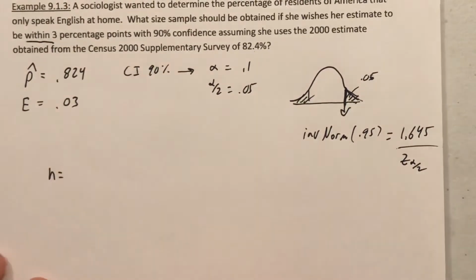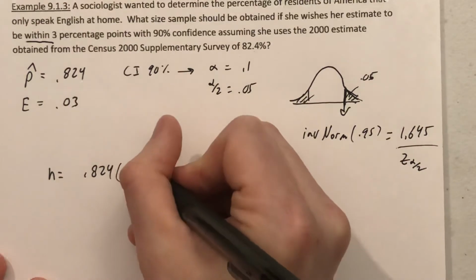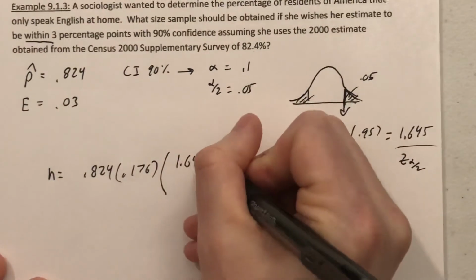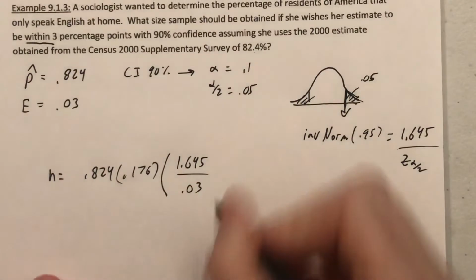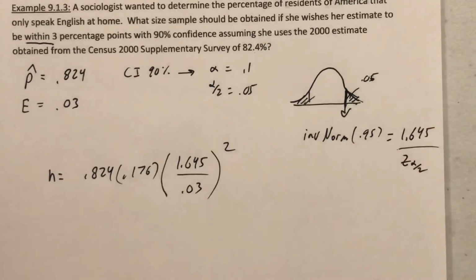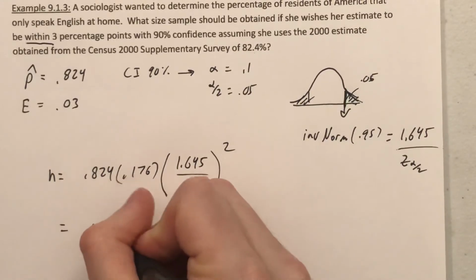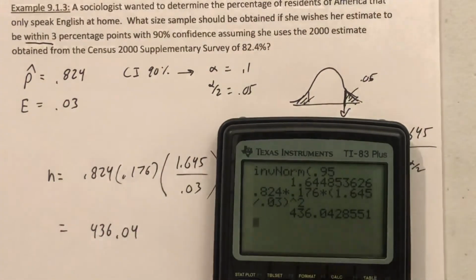And then we can just plug them all into our formula. 0.824 for my p-hat. I need 1 minus that. I need its complement, so 0.176. And then the z alpha over 2, 1.645 divided by the margin of error. That was where we determined that to be the 0.03. And that needs to be squared. So throwing all that into a calculator. I'll show you what that looks like here in 1 second. So it's 436.04. I can go further, but first of all, let me make sure we see what that looked like.